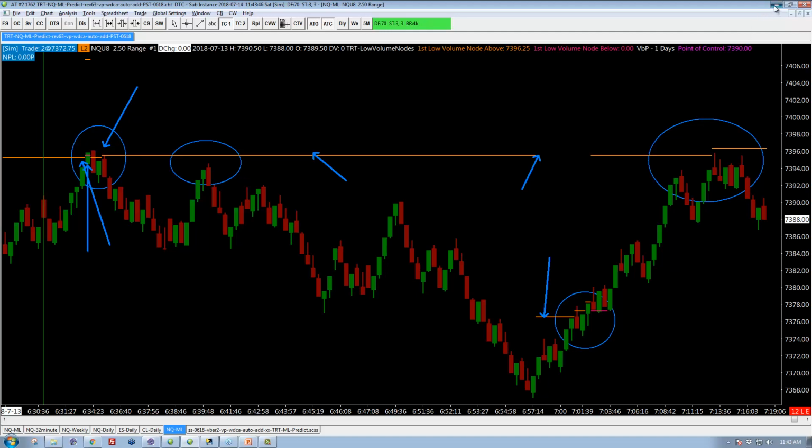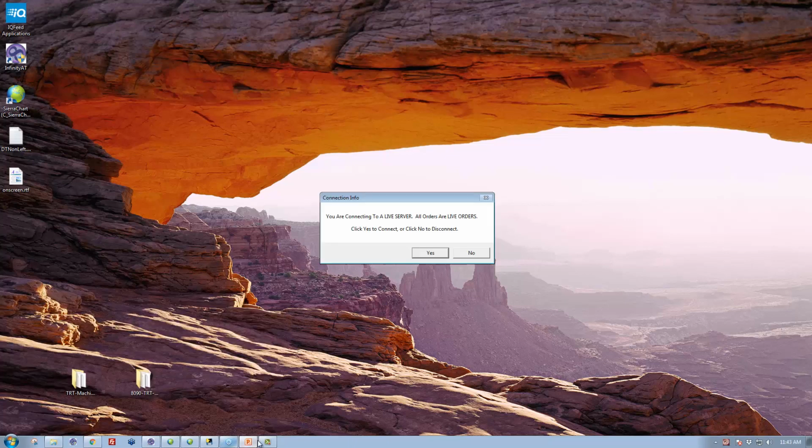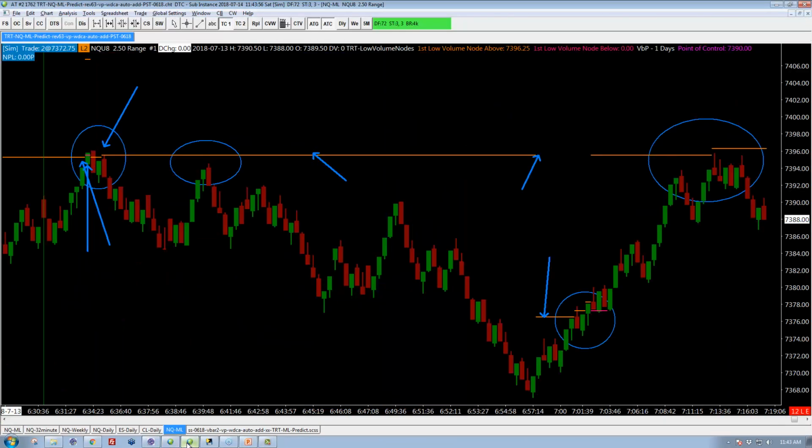For some reason I lost my cursor. Oh, is that what's going on? It's trying to connect. There we go. Connection lost. There we go.